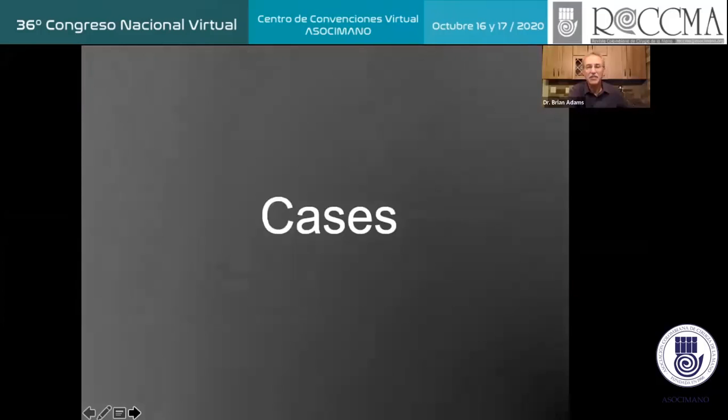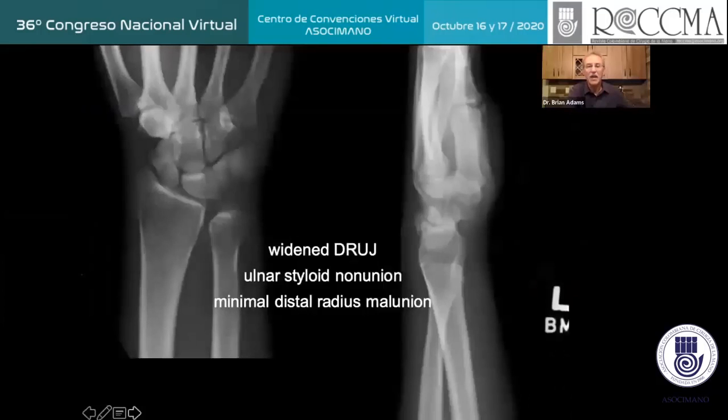So let's come back to the two cases that I have. For the sake of time, my findings for this patient were a widened DRUJ, an ulnar styloid non-union, but not much of a radius malunion. You can see that the carpus is very well aligned. The lunate, the scaphoid, and the capitate are all still very well aligned. So what are our treatment options here based on the presentation I gave?